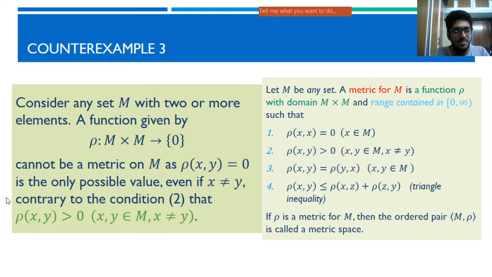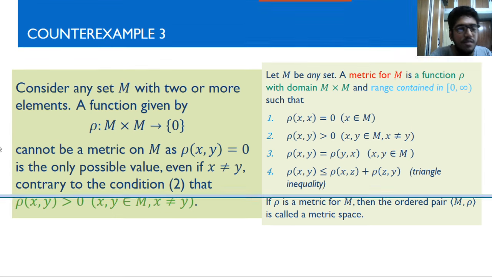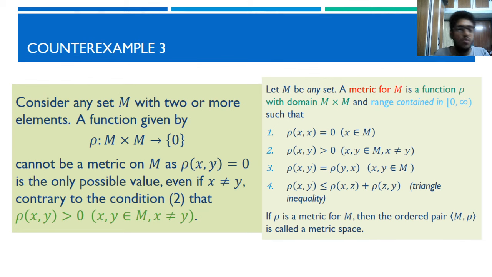That's right, Bijal. In that case, it works easily because there is only one number. Since there is only one number, rho of x, x is the only possible value you can put into the function rho. Hence, it works as a metric. Yes, Jocelyn and Bijal, you are correct.